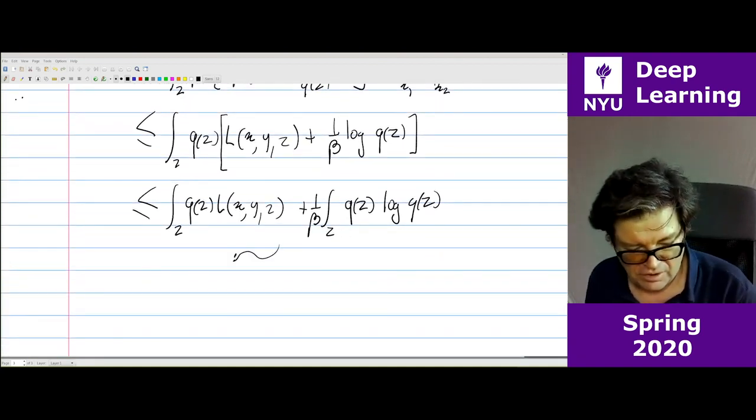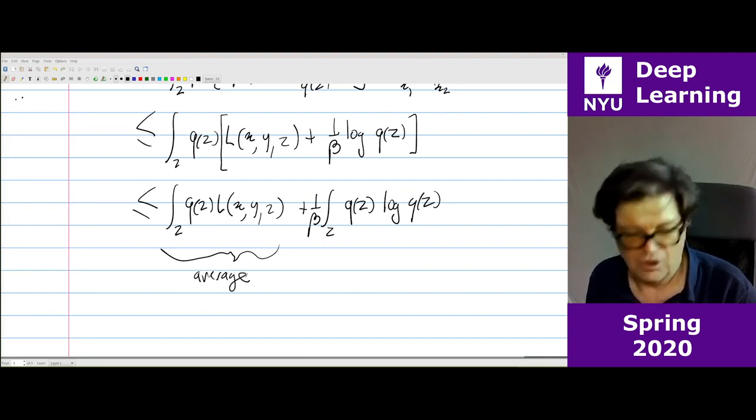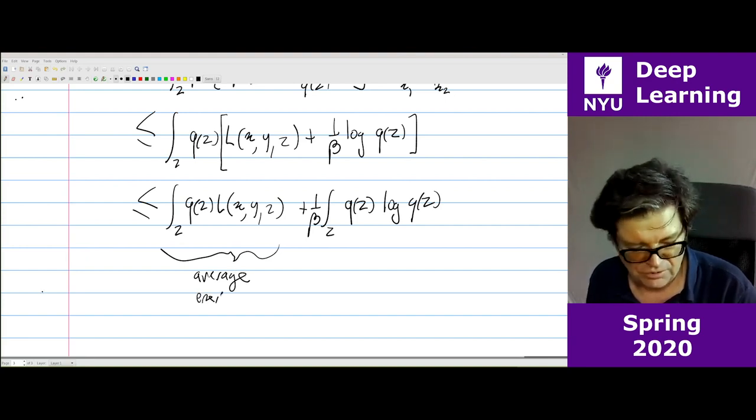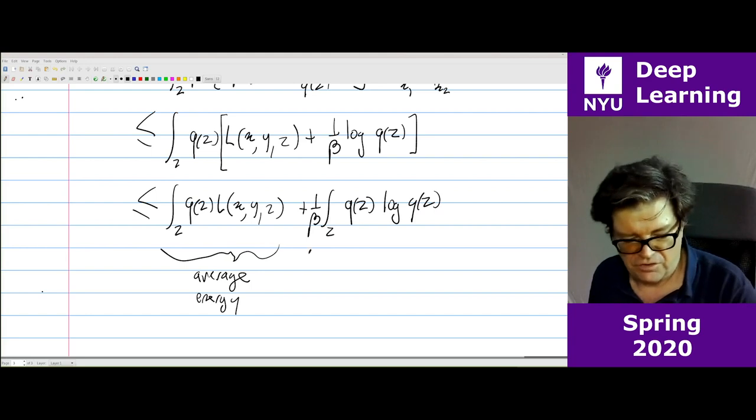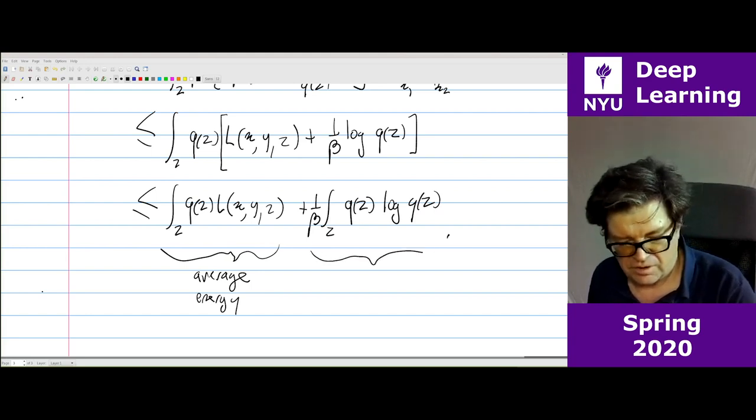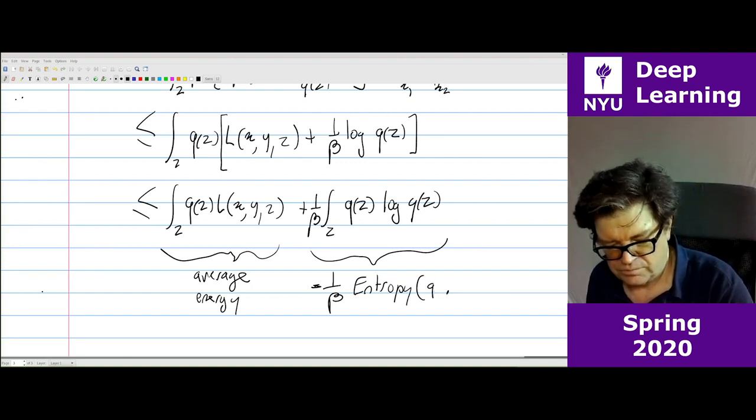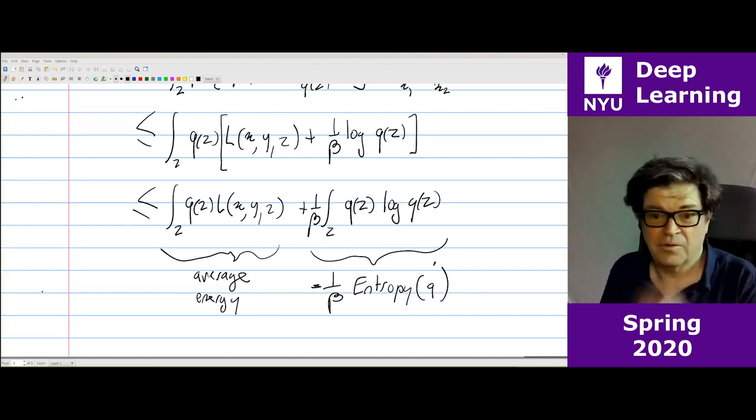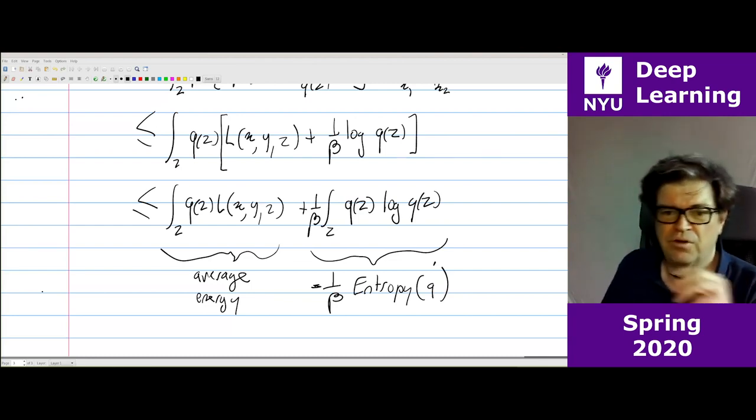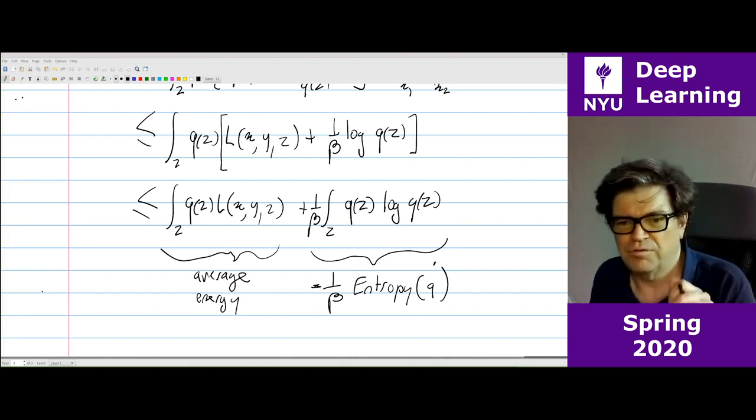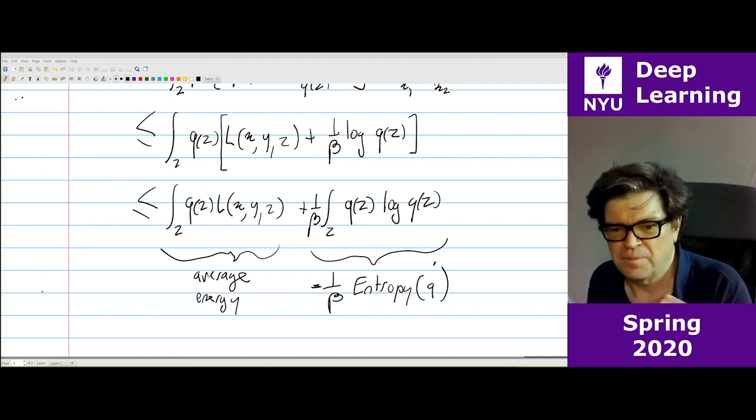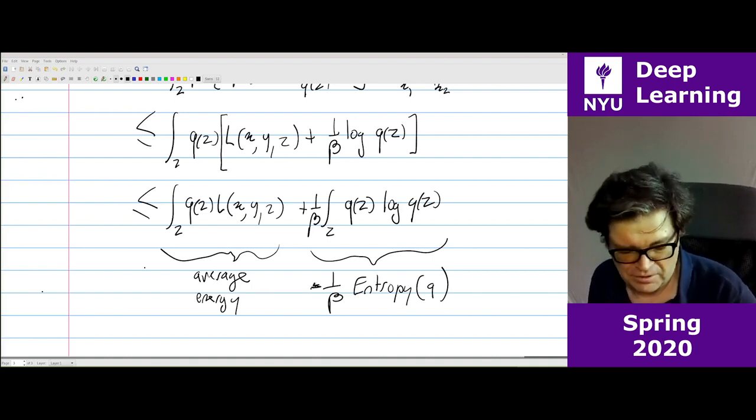This is the average loss, energy, whatever it is. Let's call it energy. And this is minus 1 over beta times the entropy of q. Okay, the entropy of a distribution is minus the sum over the random variable of the distribution times log distribution. So this is minus 1 over beta times the entropy.